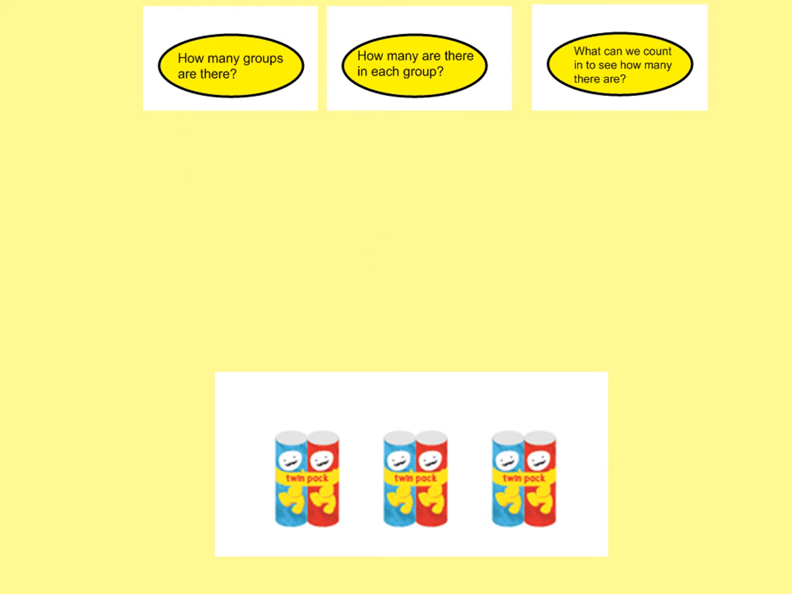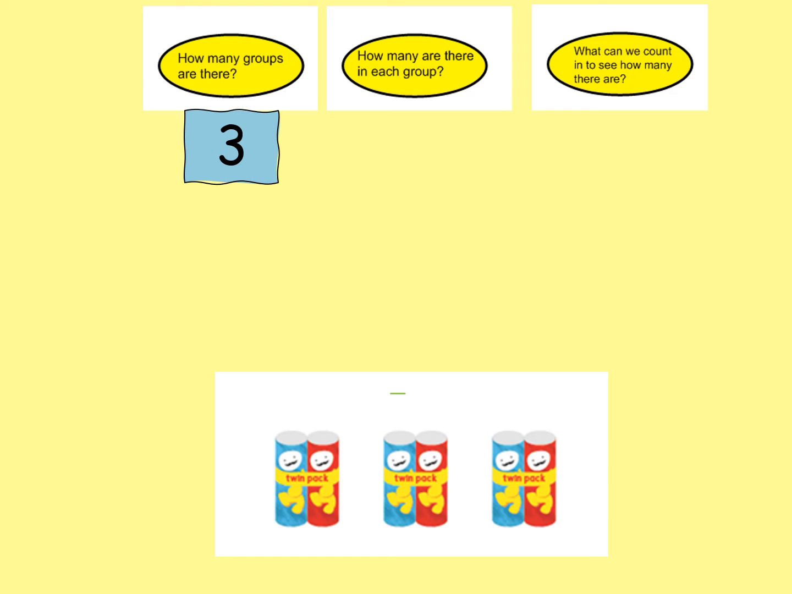Okay, guys, let's have a look at the new picture we have in front of us. I want you to look at this picture here. We've got a picture of some Pringle packets. So first of all, how many groups are there? Have a think. Right, let's count how many groups there are. I've got 1 group, 2 groups, 3 groups. So there are 3 groups of Pringles. There we go, 3 groups.